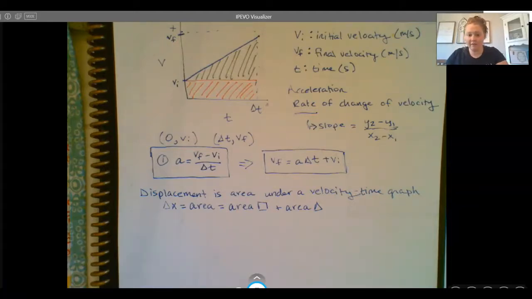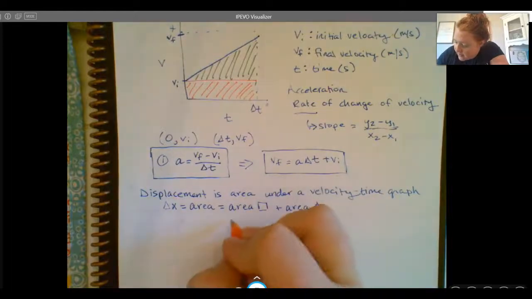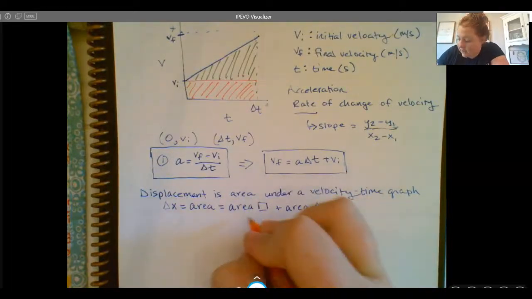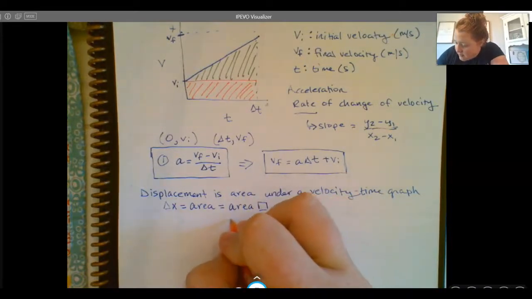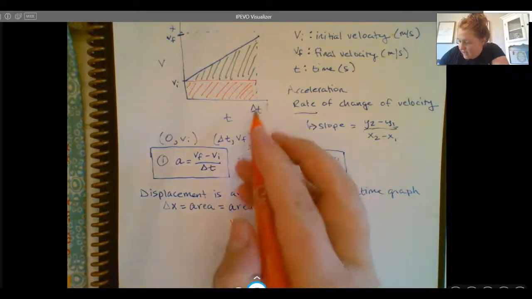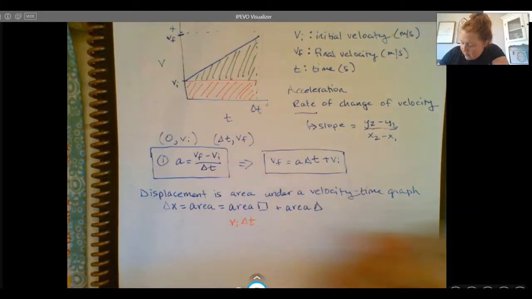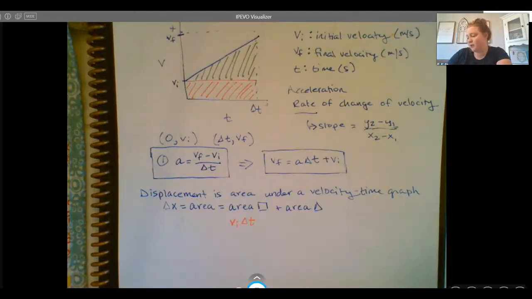So the area of the rectangle is simply base times height. So that's going to be my height, which is VI, and my base, delta t. So there is the first part of my equation.